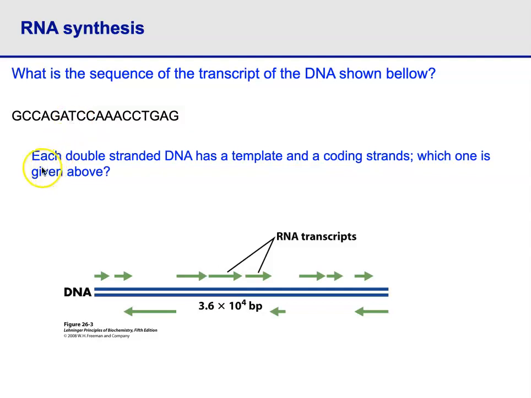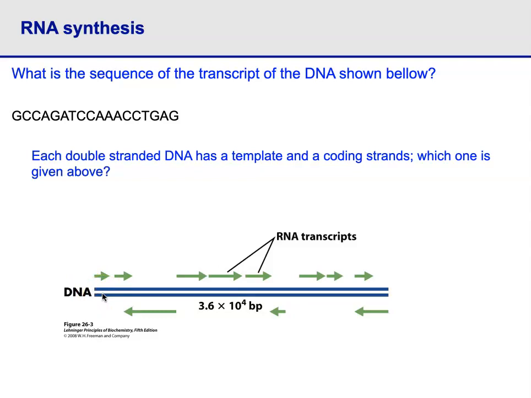Alright, each double-stranded DNA has a template and a coding strand. Which one is given above? Well, I already answered this question, the coding strand. Alright, something interesting for you to realize is that not all DNA in the cell contains genes that are expressed in the same direction. In other words, the antisense strand is not always the template strand for all genes, if we can represent the genomic information in this way.